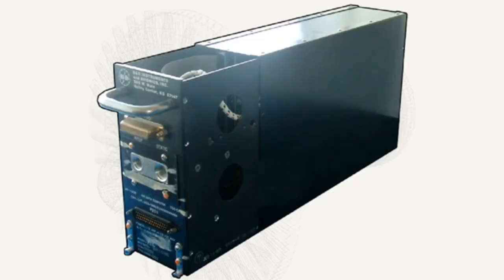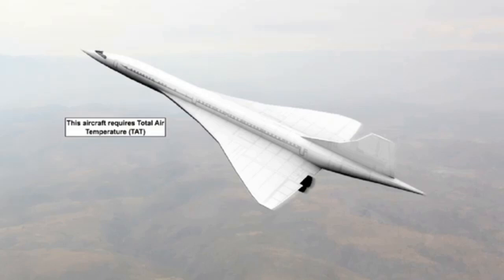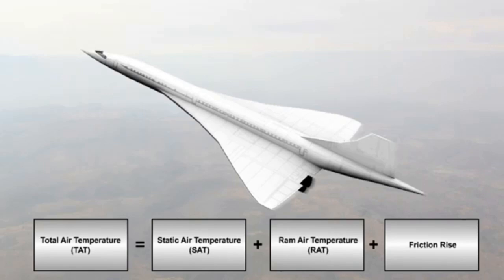The ram rise can be computed by air data computers to correct the indicators to SAT, or alternatively calculated mathematically for each type of aircraft as a function of Mach number, and tables or graphs can be included in their flight manuals. For use in the instruments of aircraft which fly at high Mach numbers, total air temperature, TAT, is measured. The air is brought to rest, or nearly so, without the addition or removal of heat. Total air temperature equals static air temperature plus ram air temperature plus friction rise.